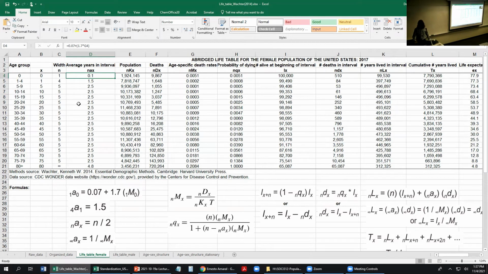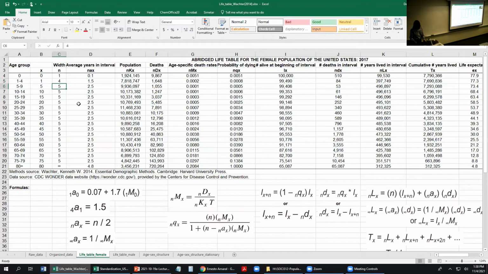If those who die between 1 and 4 were dying with the same chances between 1 and 4, how many years on average would they live in the interval? 2. 4 divided by 2. But how many years on average are they living? 1.5. What does it mean? That those that die between the ages of 1 to 4 die closer to 1 than to 4. If it was equal, the AXN would be 2, not 1.5. If the chance of dying in the interval was equal here, AXN would be 0.5, not 0.1.